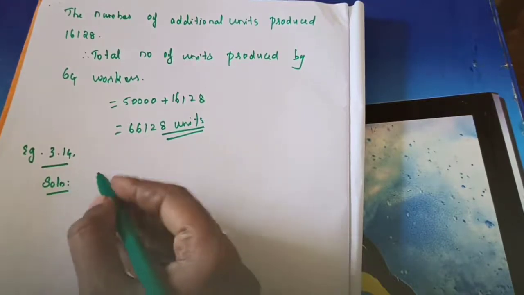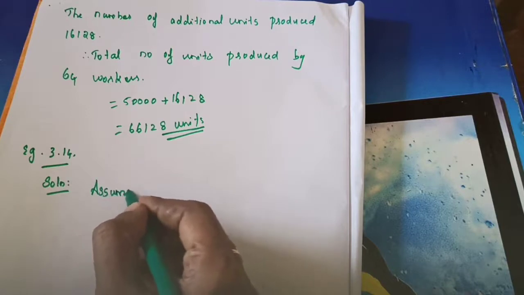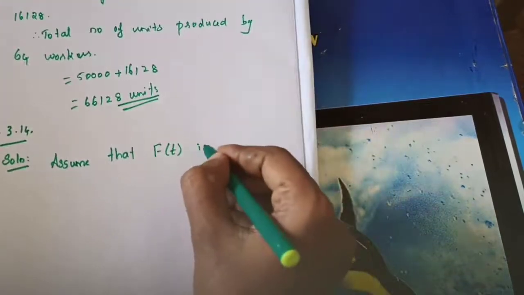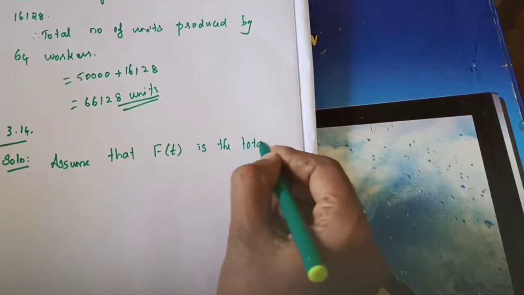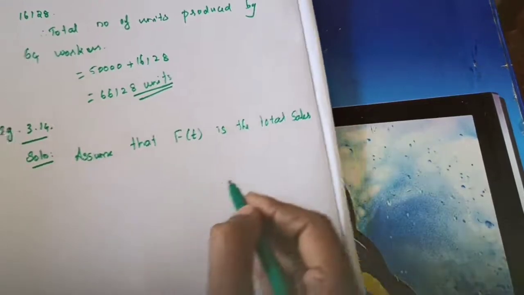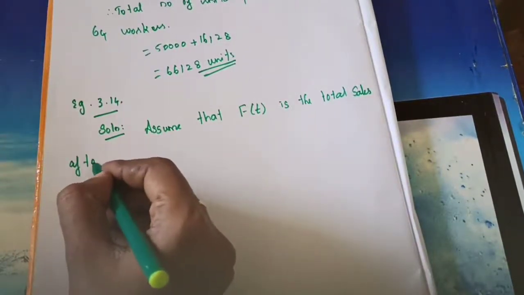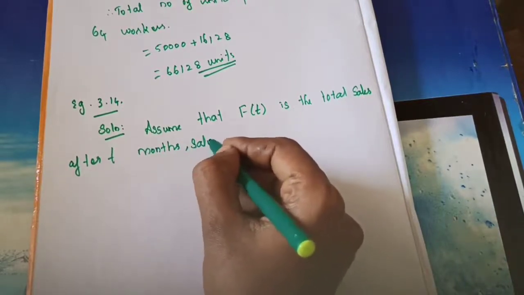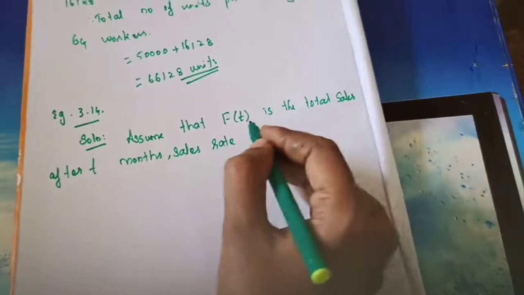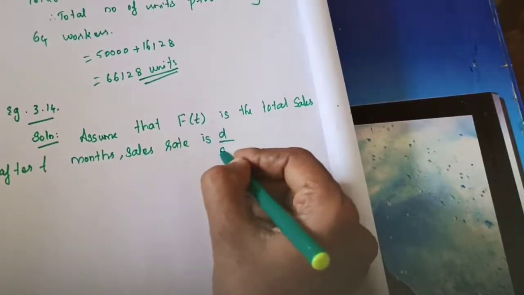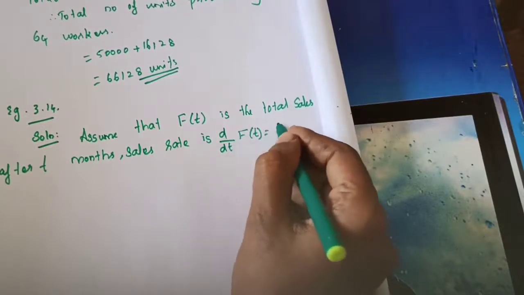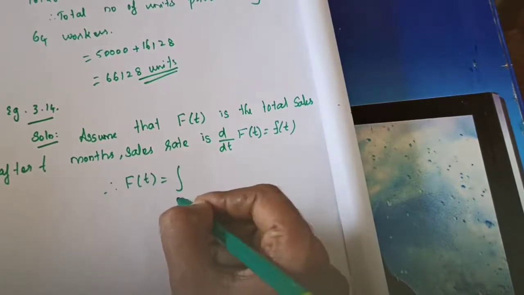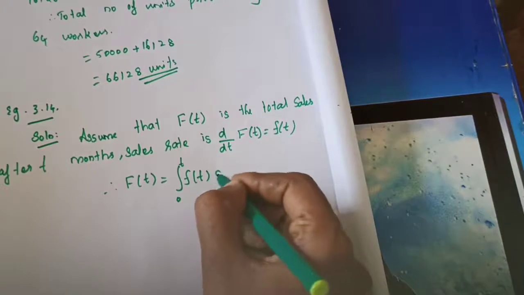Solution. First you need to assume something, that is assume that capital F of t, that one we are assuming. Assume that capital F of t is the total sales after t months. Sales rate is, it is given as d by dt, is it right? Rate of change, that is d by dt of capital F of t. It will give us small f of t. Okay. So what's the formula? F of t is equal to integral of 0 to t f of t dt. Okay.